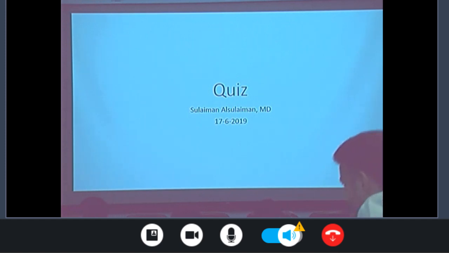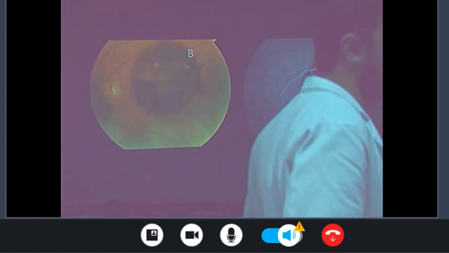So we'll start now. First question. This is a 65-year-old male with hypertension. So what is the layer of hemorrhage in A and B? Question 2. What is the diagnosis?